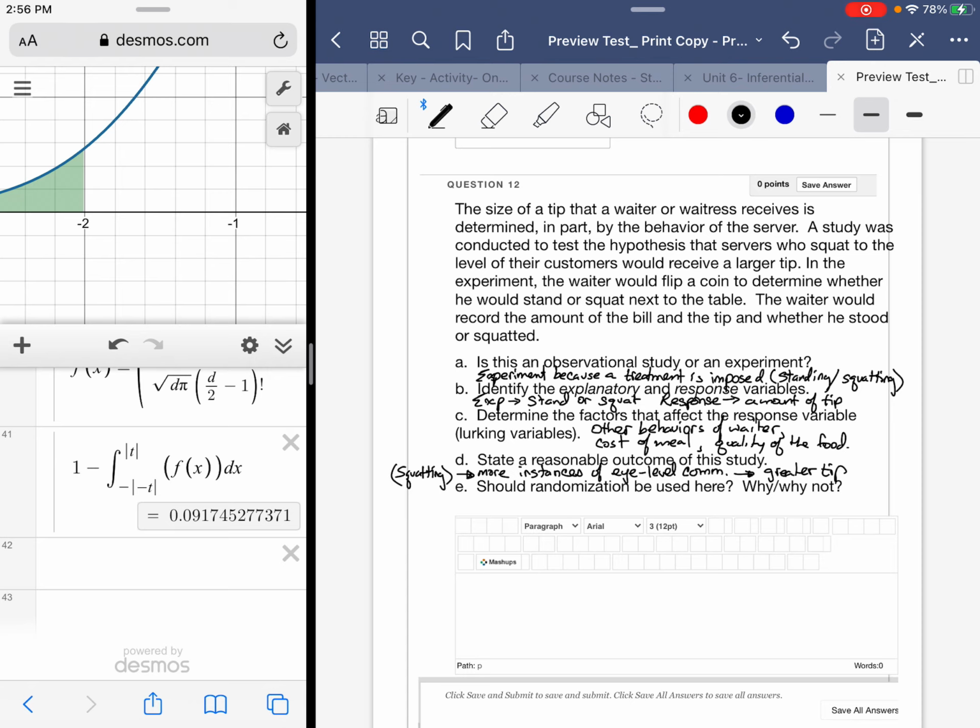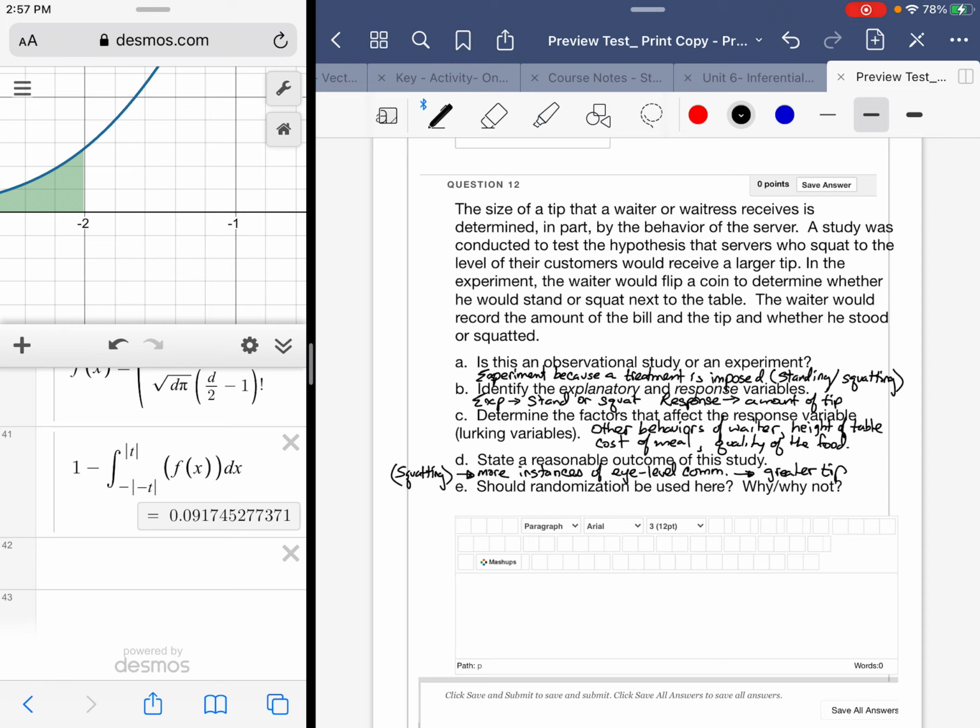Now it's possible the individuals are sitting at a high top table, so height of table. Maybe squatting would put you too low. Now they've got to look down to see it. It's entirely possible. All right.